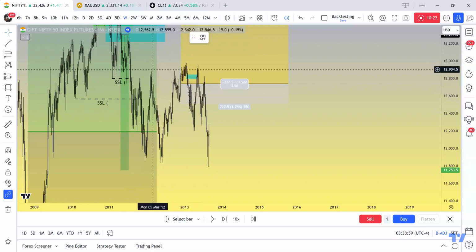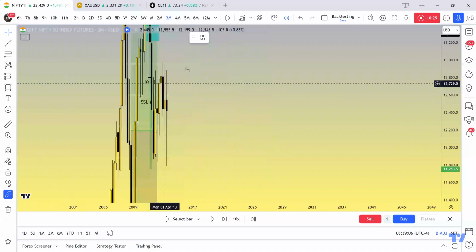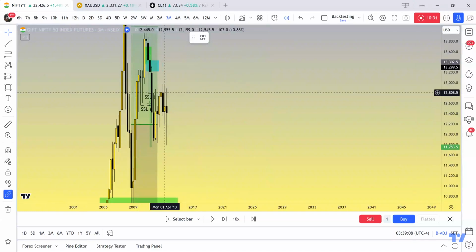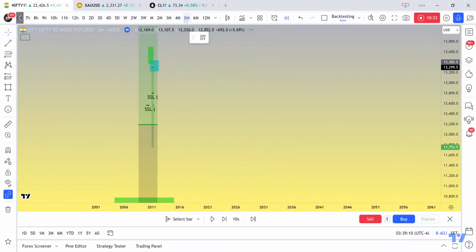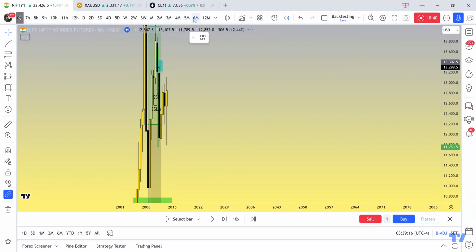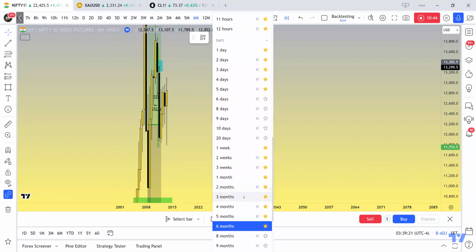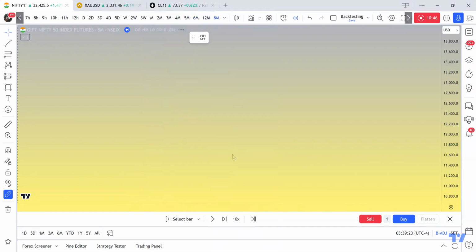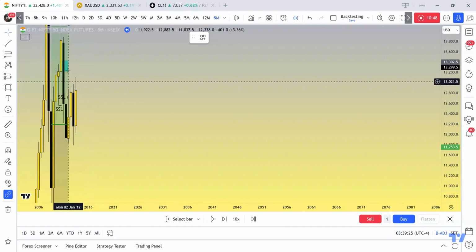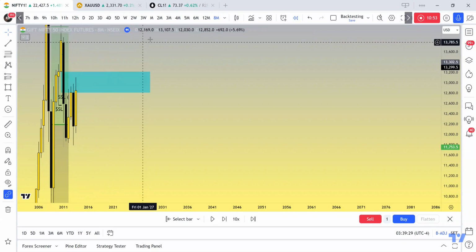So why did it come back up here? More imbalances, but let's check the higher time frames. 3 month, up, 4 month, 5 month. Okay, this was the breaker. 6 month. We can even go to 8 month. See the gap here? We're still in that gap.